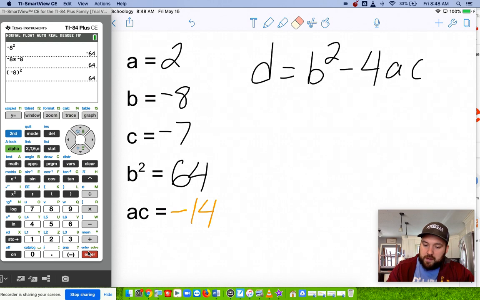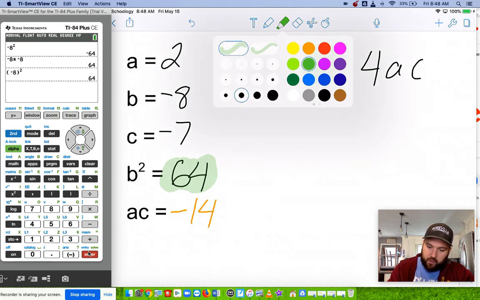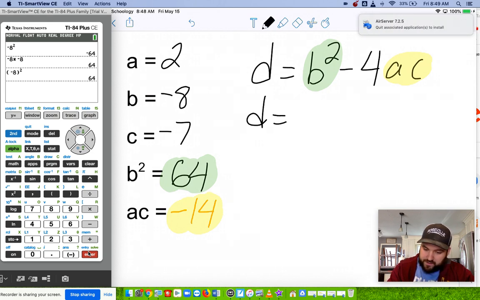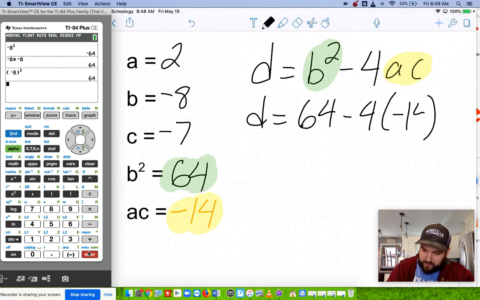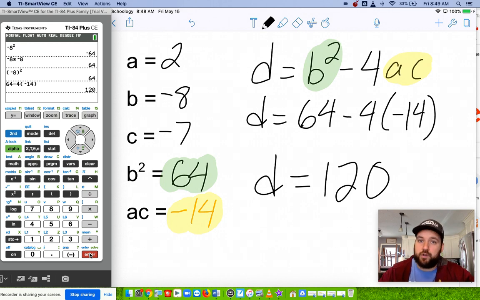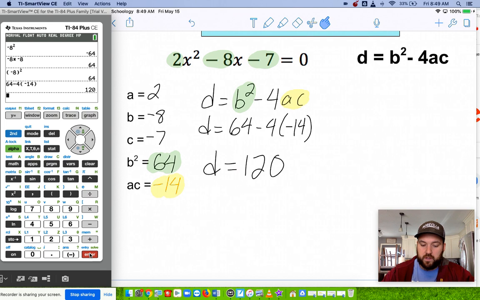So what I'm going to do is replace b squared with 64, and I'm going to replace AC with negative 14. So when I go to my calculator, it looks like this: 64 minus 4 times AC, which is negative 14. Okay. I'm going to type it in exactly as that looks. Now, I have to use the minus button first and then the negative button second, so be careful with that. But the discriminant value for this is 120. Okay.